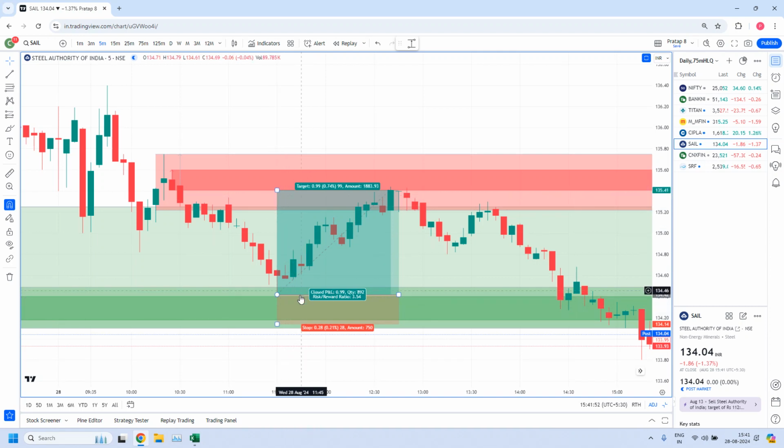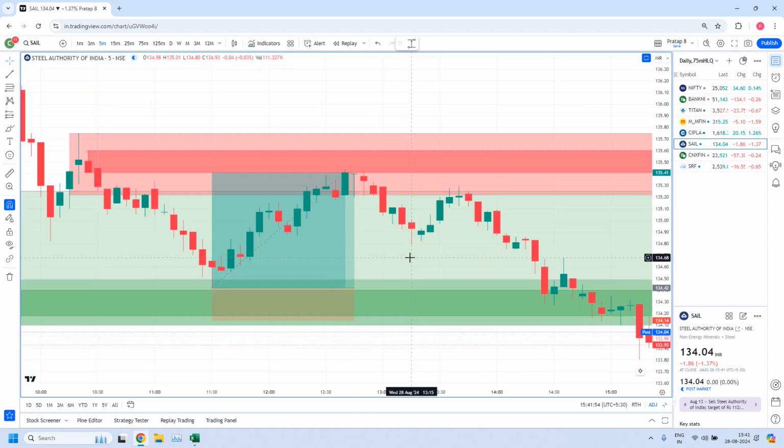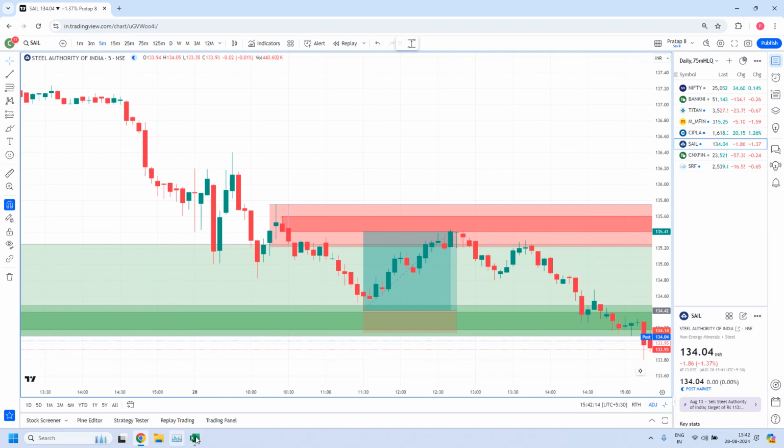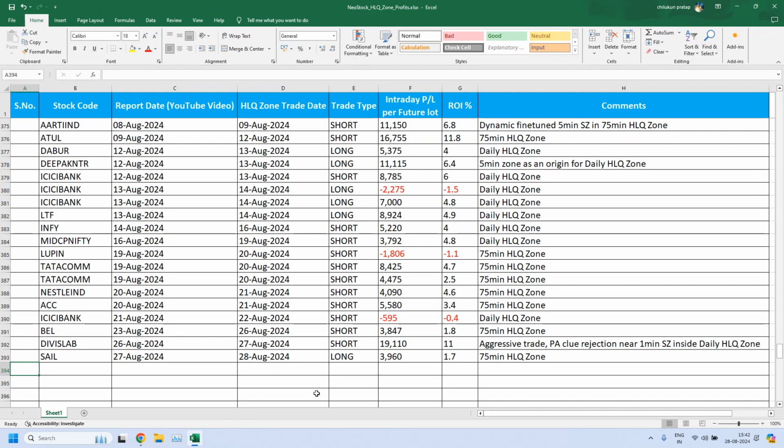And this is the target. We have 3.4. And today at the 11:30 candle it reached the zone, we got the entry, and after that it reached the target at 12:40. So within 1 hour 10 minutes it reached the target. Close to 1 hour it reached the target, and the profit you got is 3,960 rupees, close to 4,000 rupees, based on one future slot.